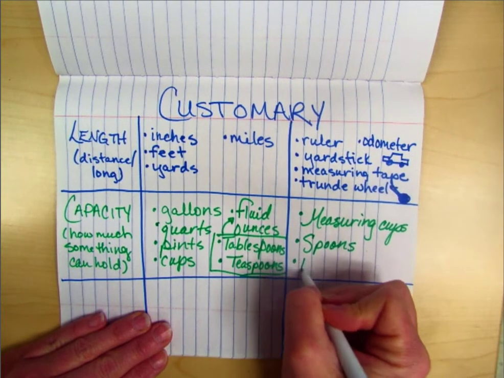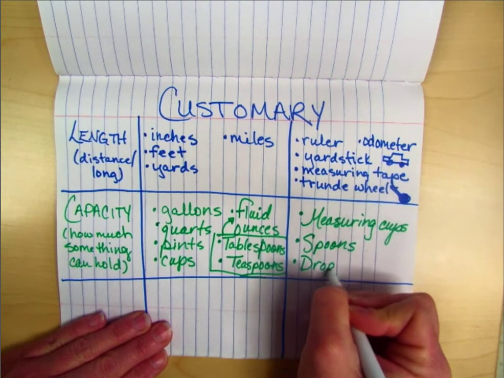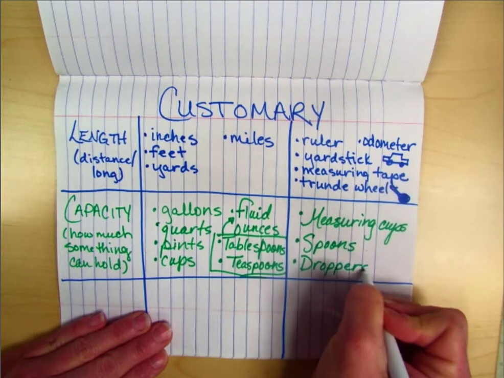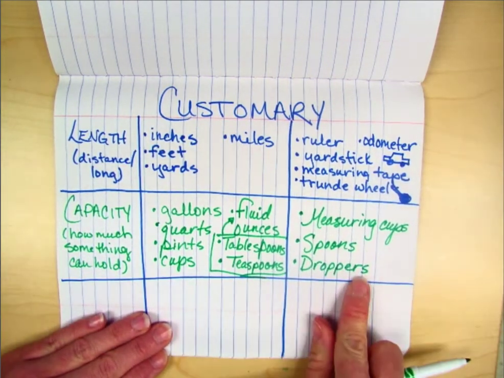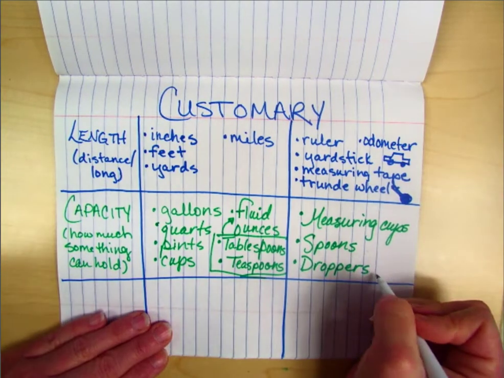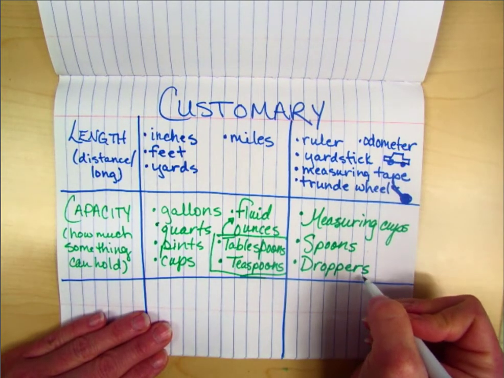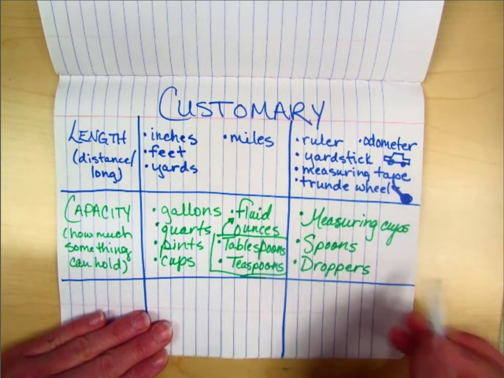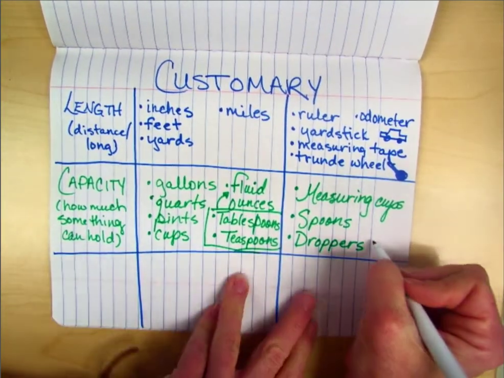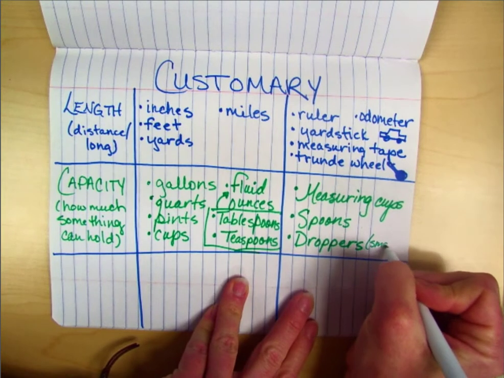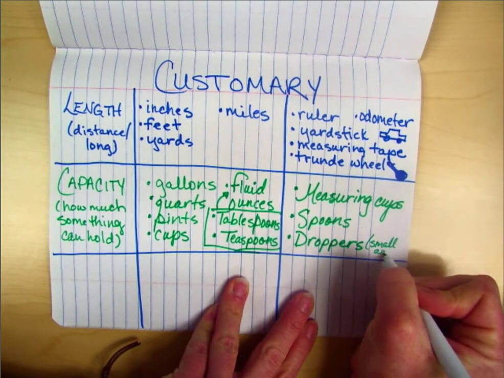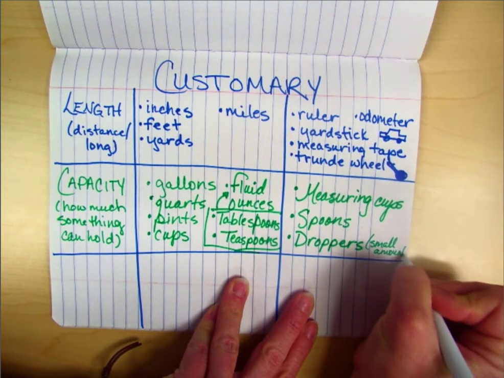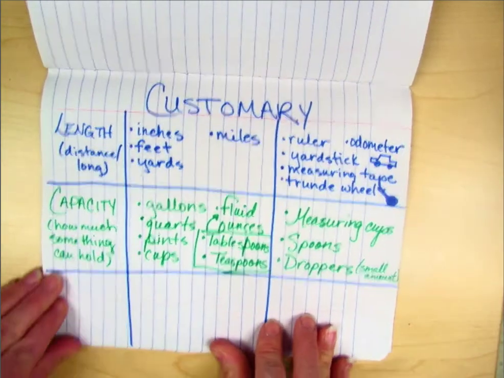Sometimes droppers will have fluid ounces on the side, but most of the time the droppers are in metric, but every once in a while you could have something that might measure fluid ounces. This is going to be a really small amount. Most droppers, however, are metric.